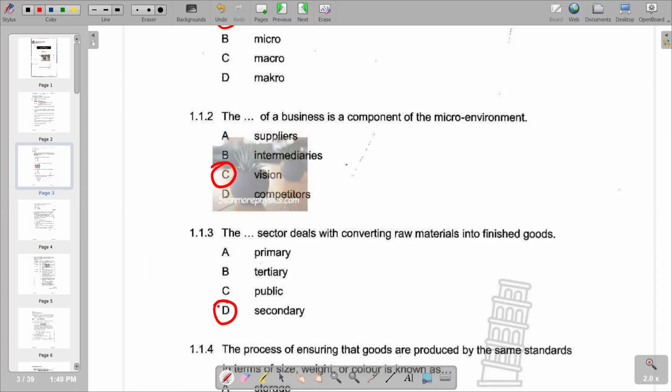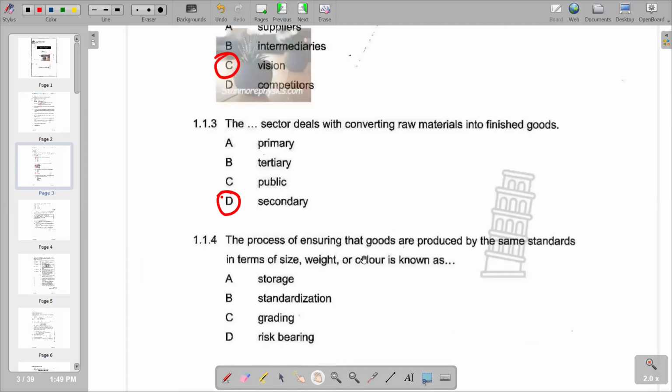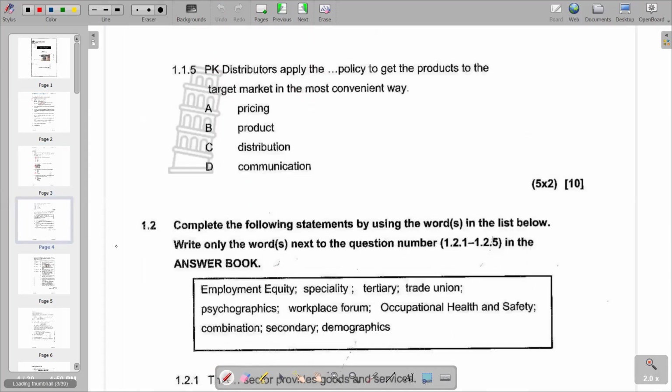So moving on to number 4. Number 4 is the process of ensuring that goods are produced by the same standards in terms of size, weight, or color is known as, we've got storage, standardization, grading, risk bearing. So the correct response that we have there is standardization, which is going to be our B.